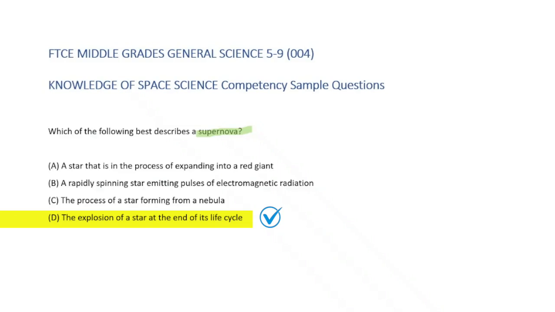Well, the correct answer for this question is D, the explosion of a star at the end of its life cycle. This is indeed called a supernova. This occurs when a star has used up all of its nuclear fuel and collapses under its own gravity, and this causes a massive explosion. The other choice A is describing a star near the end of its life cycle. B is describing a pulsar, and C is the formation of a new star. Therefore, D is the only correct answer.